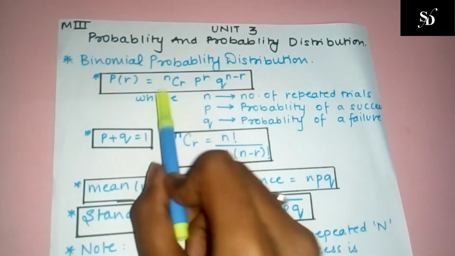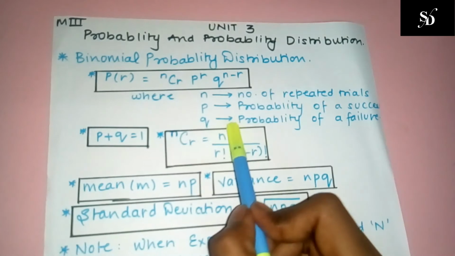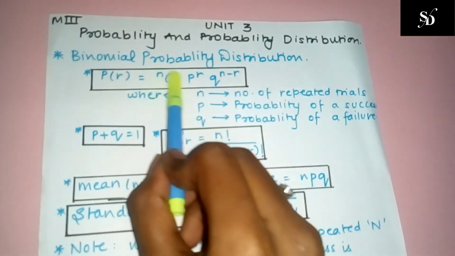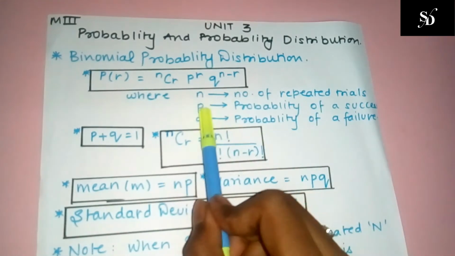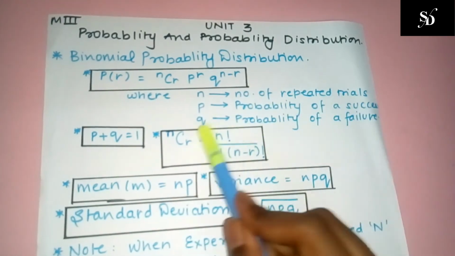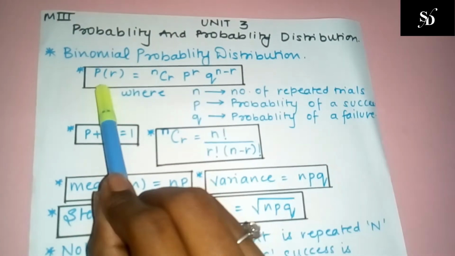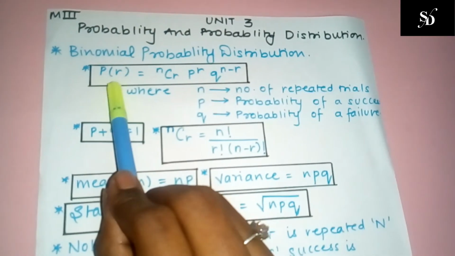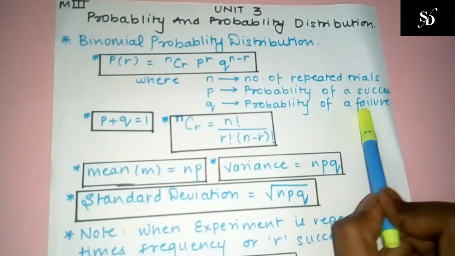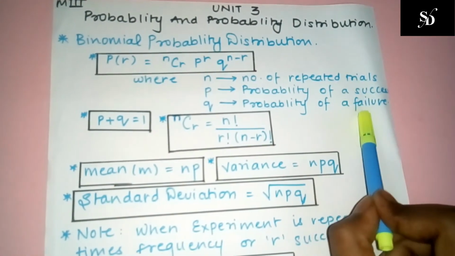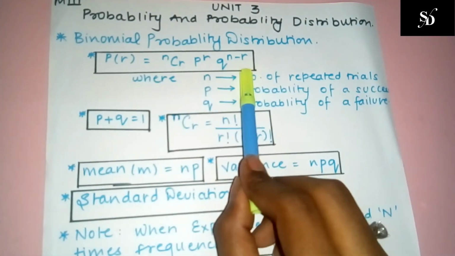Now all these things we will understand better when we look into the sums. For now I will tell you what these things mean. N is the number of repeated trials, P is the probability of success, and Q is the probability of failure. One thing we have to remember, to understand that a sum is a binomial probability distribution sum, is that the sum will have a success and a failure. When a sum has both these things, then it is a binomial probability distribution.